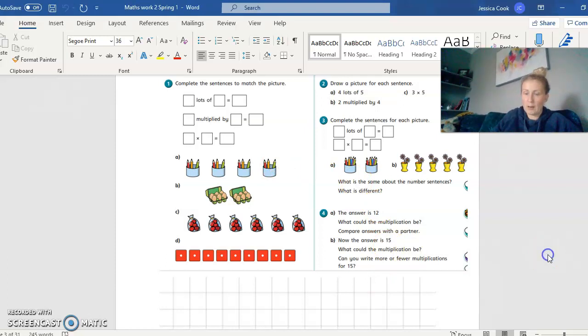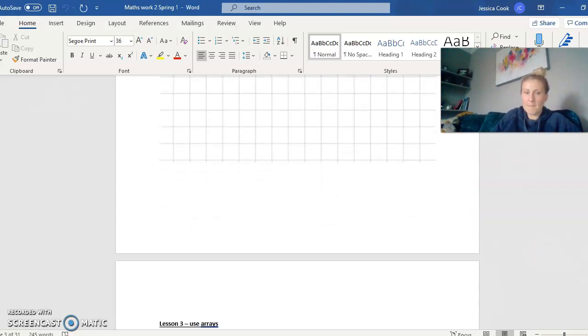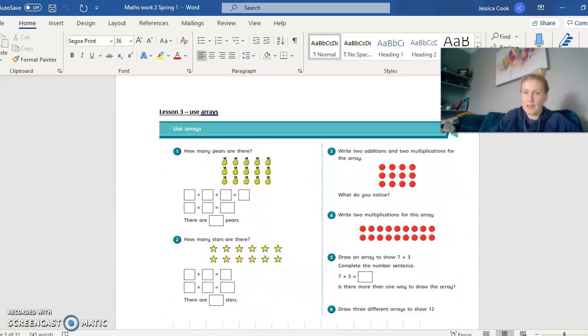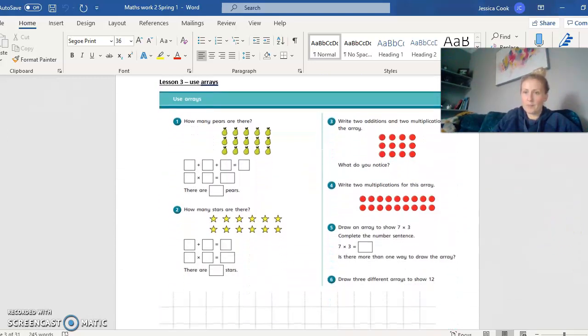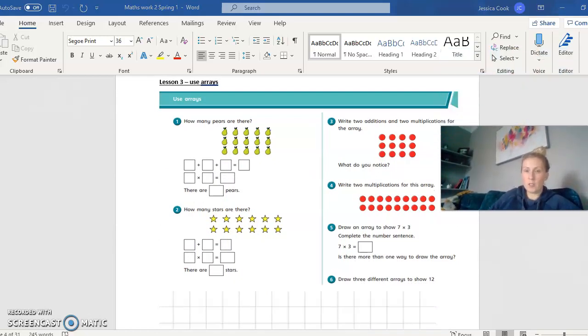But I also want to look at our next lesson now, which is lesson 3, and it is this one in your work pack, and it's how to be using arrays. So before we do that, I want to have a little conversation about what an array is, because I think we need to know that. We've spoken about it before, and you've done some lessons on this already, but I think we should go over it again.